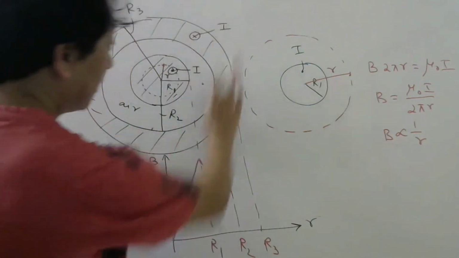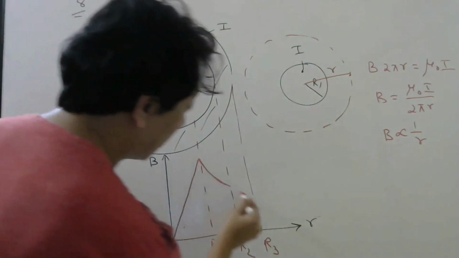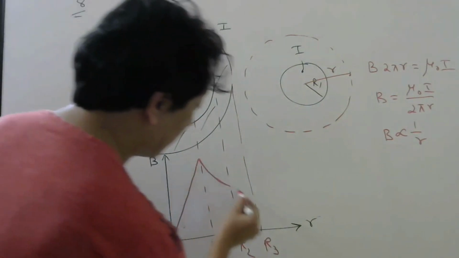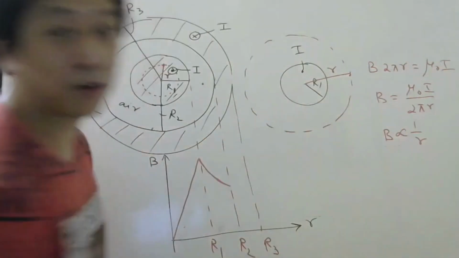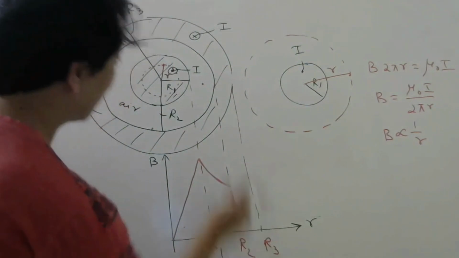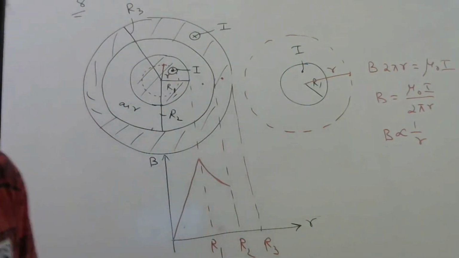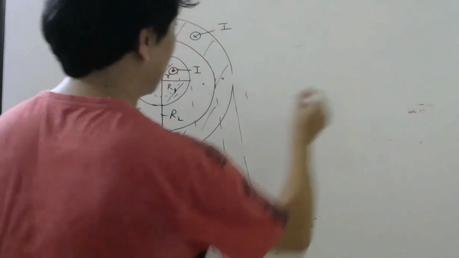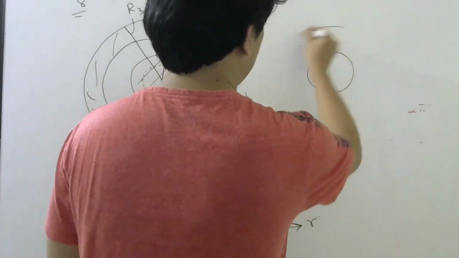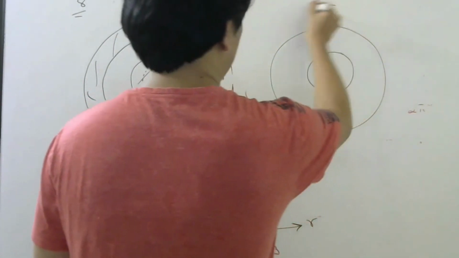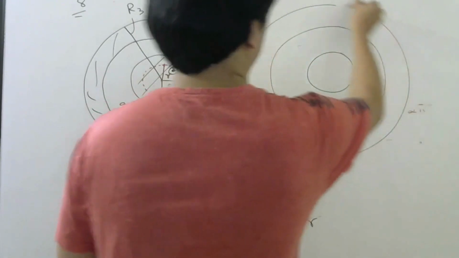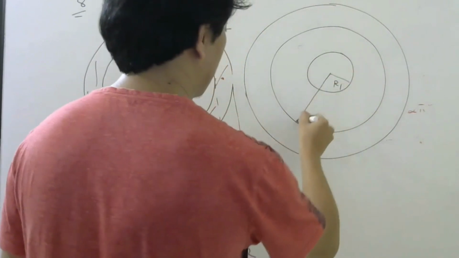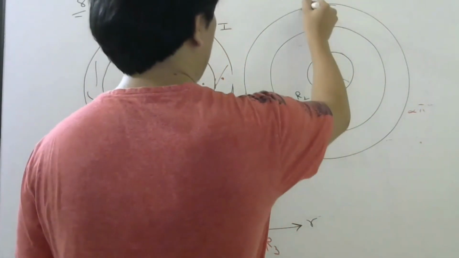Now if this conductor was not there, it would have gone like this and become 0 finally. If this conductor was not there, the magnetic field would keep decreasing and become 0 according to this formula. But once you reach here, somewhere here, how will the magnetic field look? That also we have to check. Now what will be my diagram? This is my inner conductor, this is my outer conductor, and this is the outer surface of the outer conductor, right? This is R1, this is R2, this is R3.